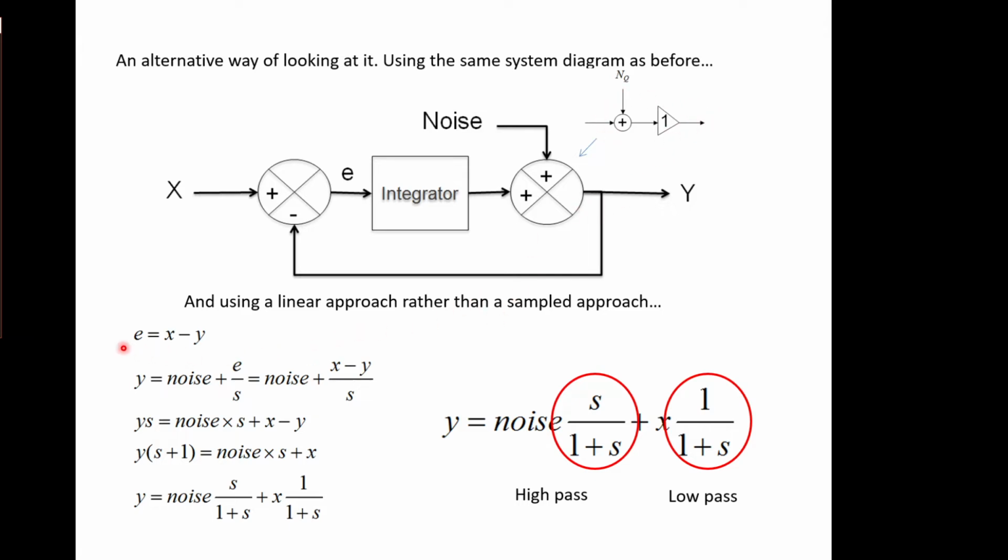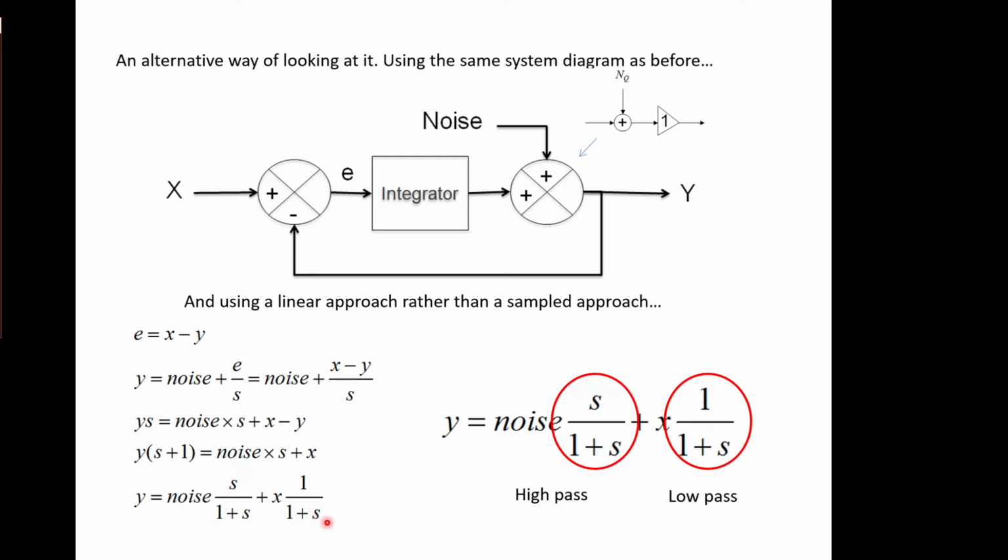So again, exactly the same applies. We can say the error is equal to x minus y, which is the difference between the input and the output. And if you work the transfer function the same as before, we end up with y equals noise plus e over s, which equals noise plus x minus y over s, because e is defined as x minus y. And you can just follow that through, and you end up with exactly the same double transfer function, one for the noise coming in, one for the input signal coming in, as S transforms.